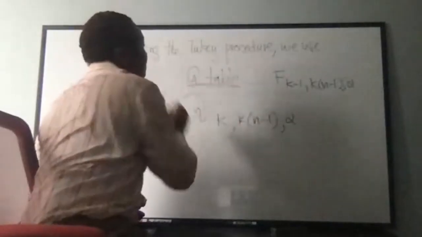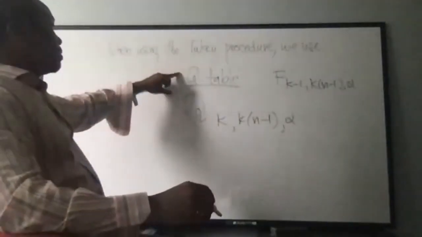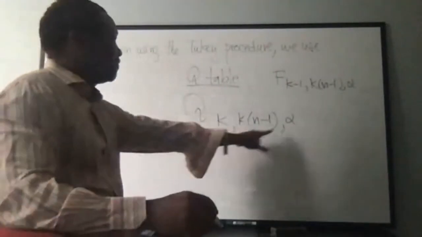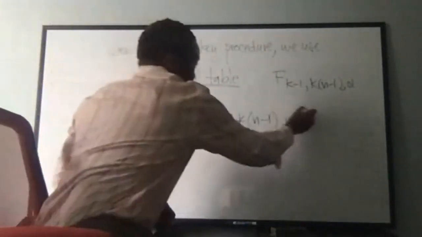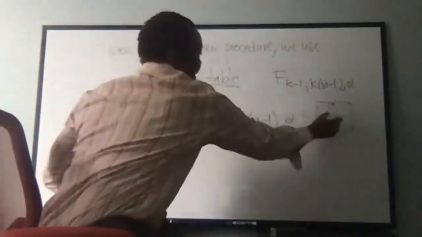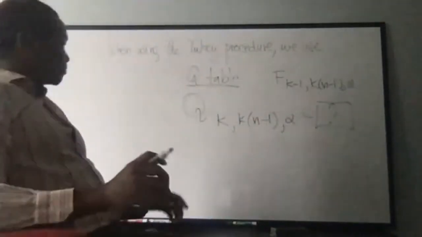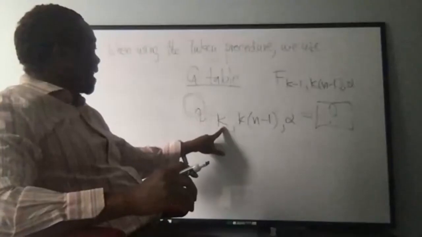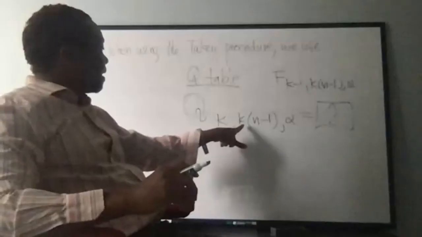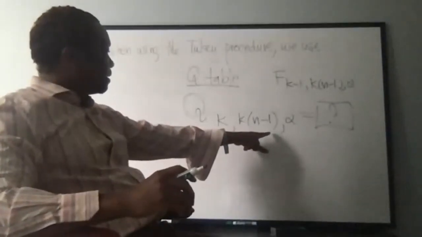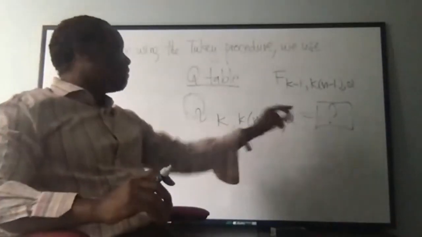So pretty much we're going to use a Q table, and when we use the Q table, we're going to use these values to figure out what number I'm going to use in Excel, and I'll show you in just a second. Okay, so that says Q. Yeah, this is a Q and then a small k, comma, k times n minus 1, and then comma alpha.